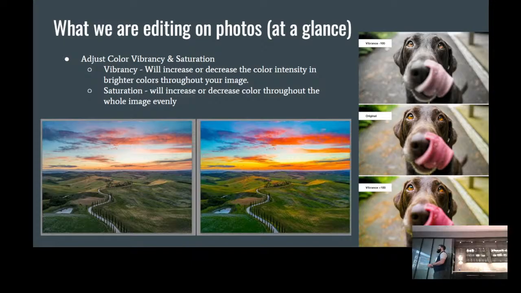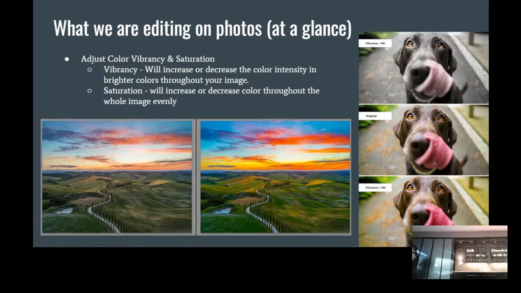Vibrancy, as we play with that, will increase or decrease the color intensity in the brighter areas throughout my image. We can see that on the right side of the image. At minus 100 vibrancy, we lose a lot of that dog's color and the extra fun color that makes them the dog. The original shows it off really well, and I think the first thing we see is not only the eyes and the fur, but that bright tongue.